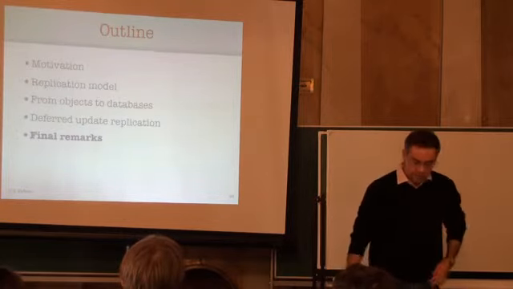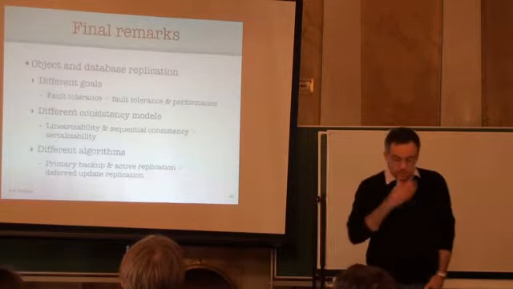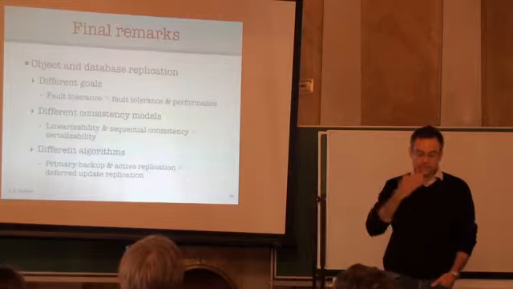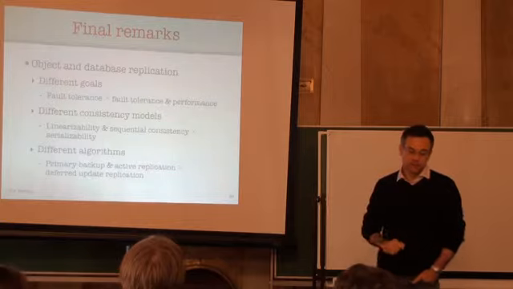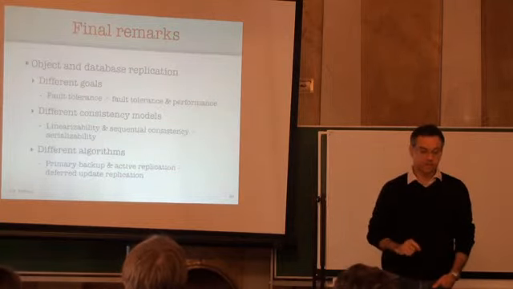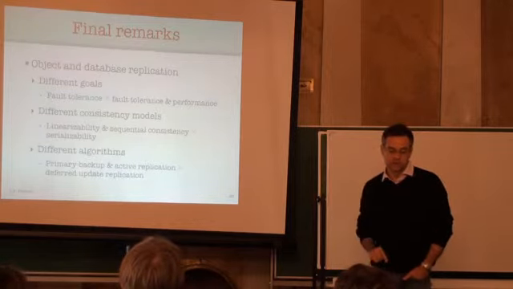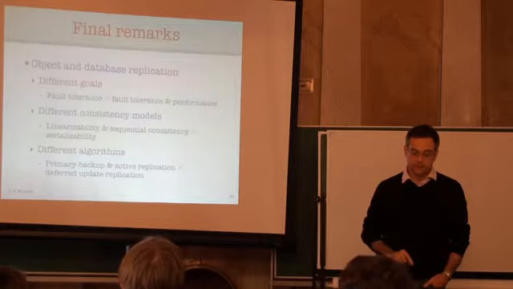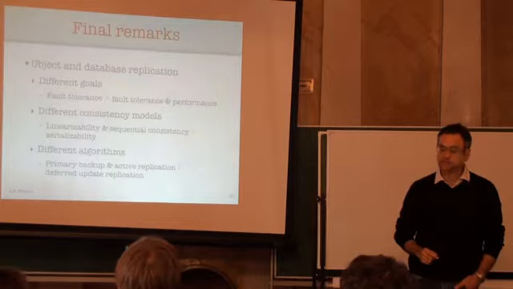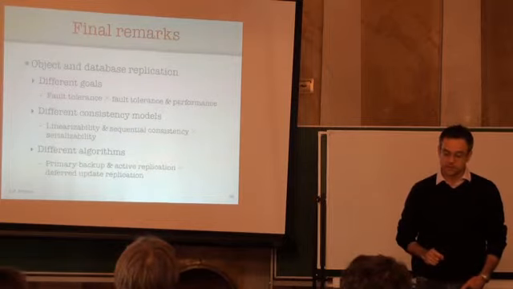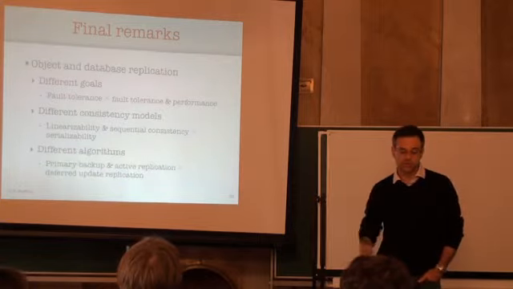Okay, and that actually brings me to the end of this talk. What I tried to do was to compare object and database replication, and we looked at three different aspects of it. First, their goals. I told you that object replication was introduced for fault tolerance, while database replication was introduced for fault tolerance and performance. We had a look at different consistency models, and we saw two consistency models for objects, linearizability and sequential consistency, and one for databases, serializability.